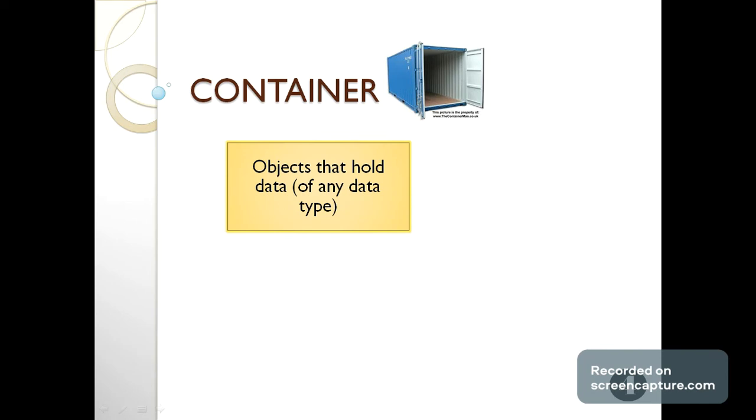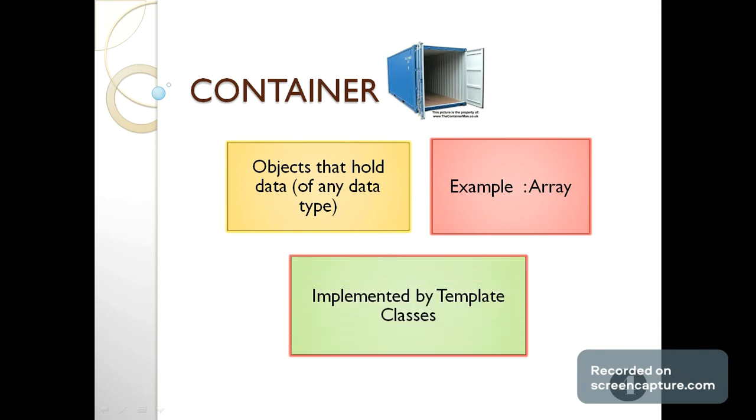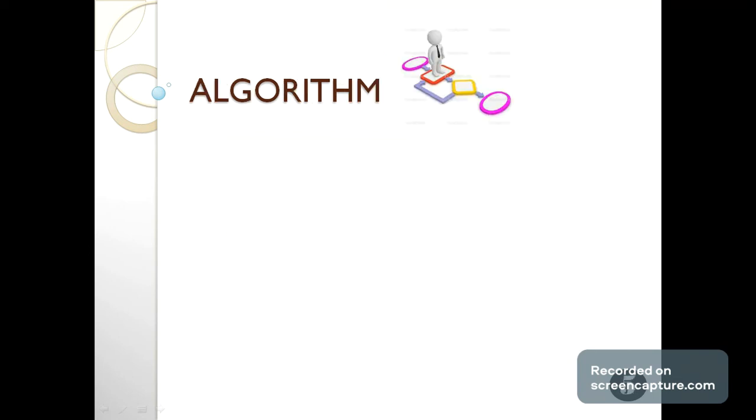Let us see the definition of each component of STL, starting with the container. A container is an object that holds the data. This data can be of any type. It is just used to store the data. For example, an array also stores data of similar data types. Containers are implemented through the concept of template classes.